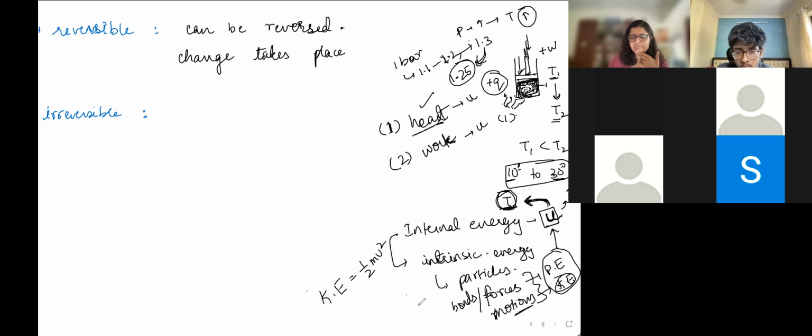Ma'am, the 1.1 to 1.2 to 1.3, that's for reversible, right? Yeah, because I'm increasing it stepwise, so at any time I can go backwards. And in the same process, if we make a sudden jump, then it will be irreversible. Yeah, because I can't change any conditions to come back, since the change has already happened.